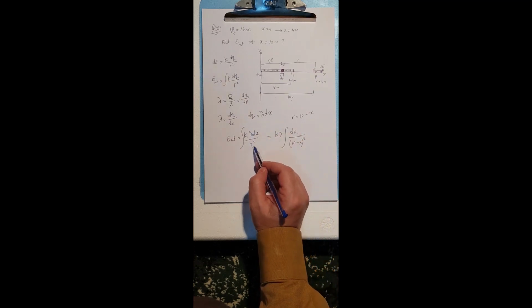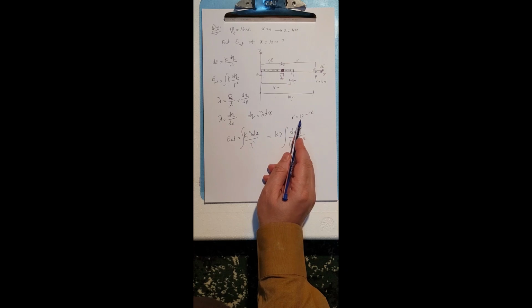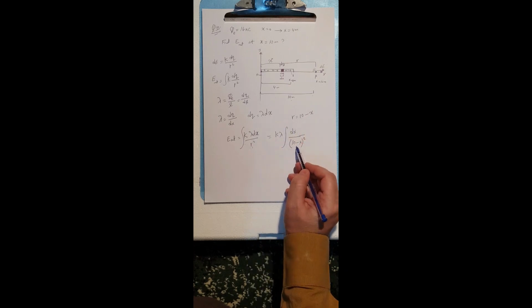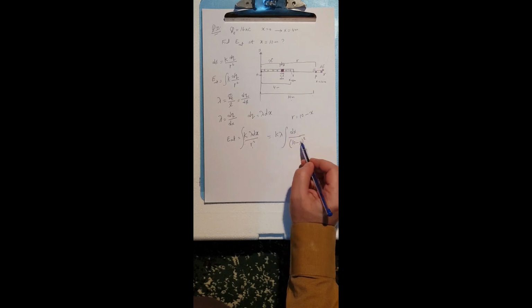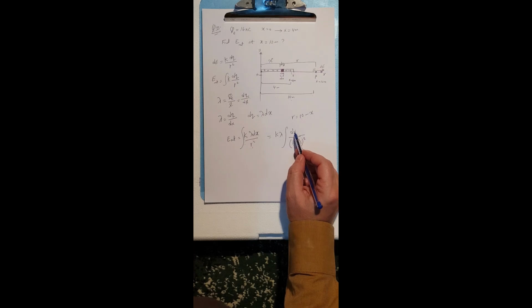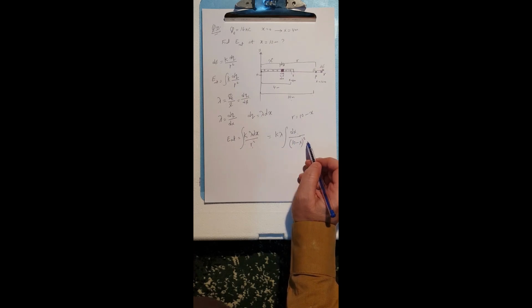Now I can replace r square with 10 minus x square. So 10 minus x square is r square. Now you can see here, the only variable I have is x, which means I have to integrate on x. Now x here has to do with the charge.